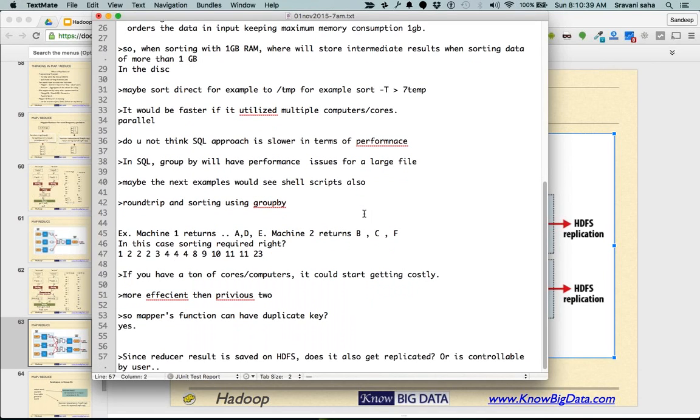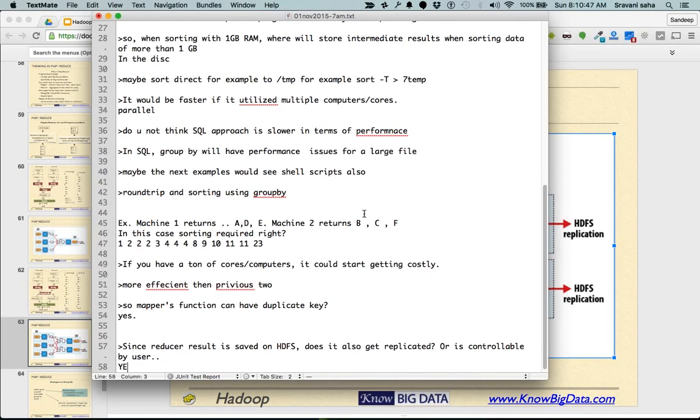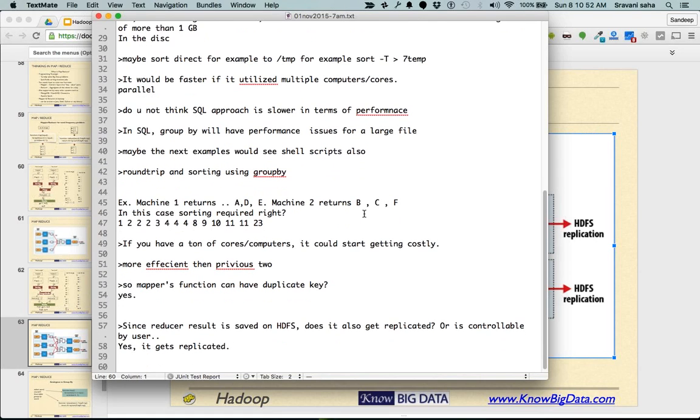Now, a question from Rohit is, since the reducer result is saved in HDFS, does it also get replicated, or is it controllable by the user? Yes, it gets replicated. Okay.